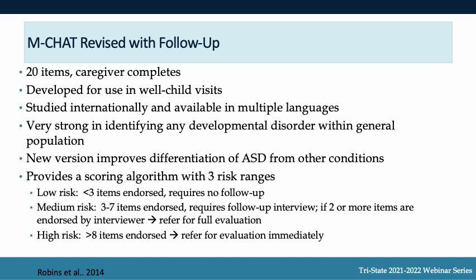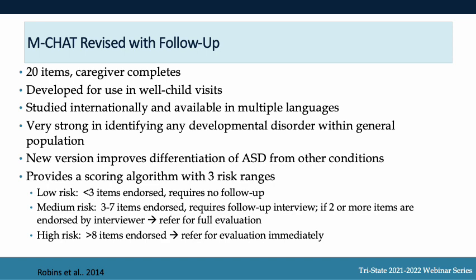If the parent endorses between 3 and 7 items, you're now in the medium risk territory. And this requires a brief follow-up interview where the developmental specialist contacts the parent and goes through each of the items that were endorsed, asking for information. If at the end of that brief interview, about 10 minutes actually, 2 or more items continue to be endorsed, then the child is referred for a full autism evaluation.